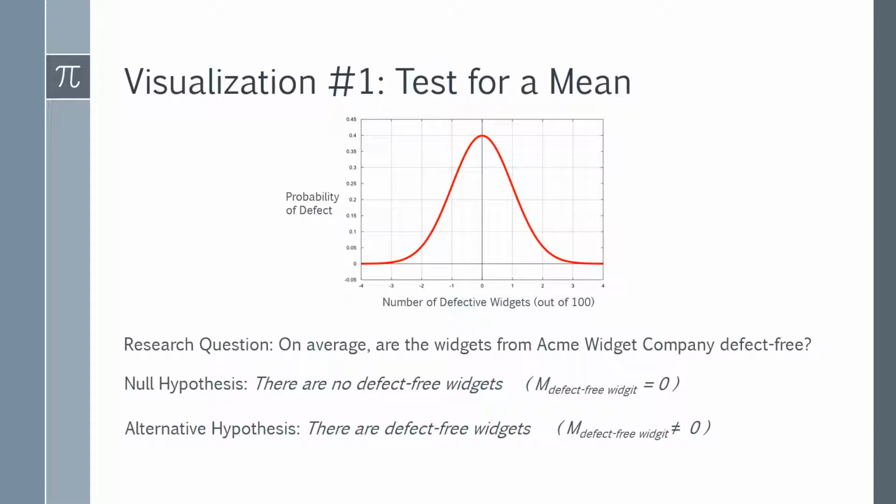So in this example, we're given a research question stating, on average, are the widgets from Acme Widget Company defect-free? So we presented a null hypothesis stating there are no defect-free widgets. So the average defect-free widgets equals 0. And our alternative hypothesis states there are defect-free widgets. So we have the average defect-free widgets not equal to 0.